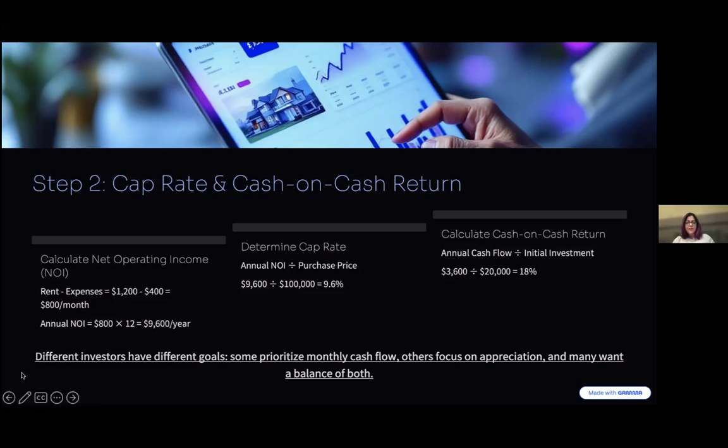And I'm going to hit again my note down here. I tried to make it a bumper sticker, but I couldn't figure out how to do that. So I just underlined it and put it in bold. Different investors have different goals. And this ties back to what I said earlier.